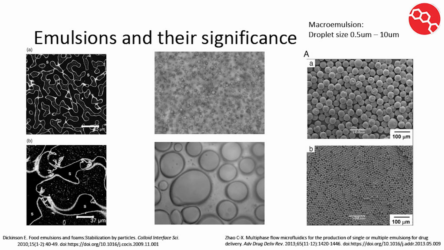An emulsion is when you have two immiscible liquids that are mixed together, and you have a dispersed phase and a matrix phase. Usually, emulsions are characterized by their droplet size, and as you can see on the presentation, between 0.5 micron and 10 microns is a typical macroemulsion.